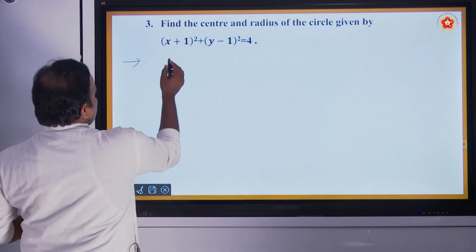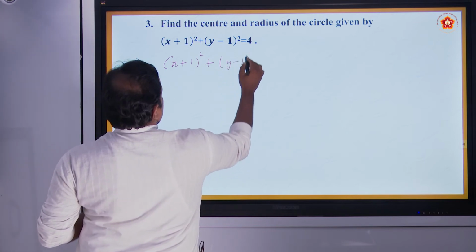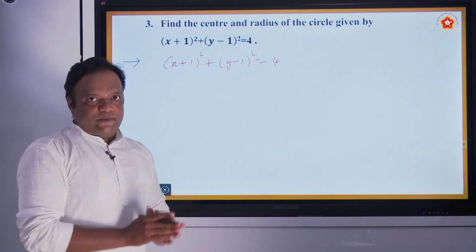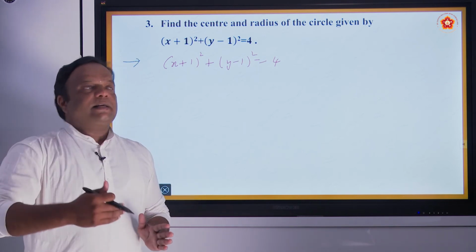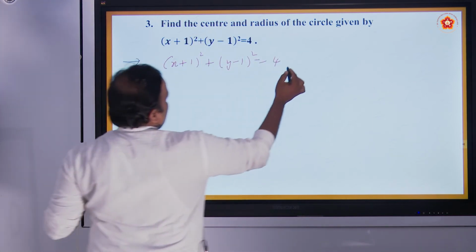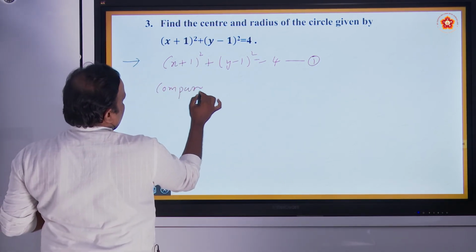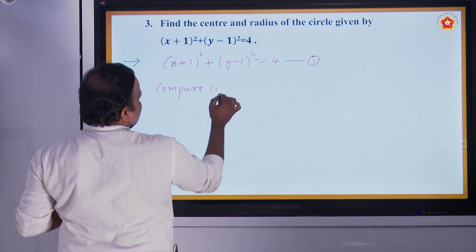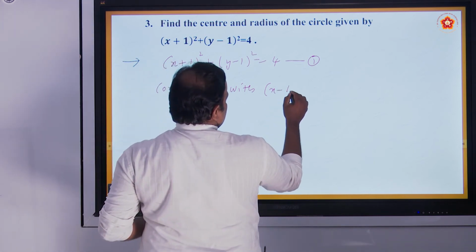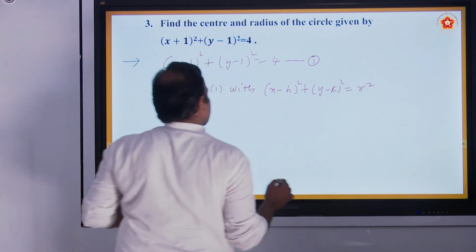See, the first problem here: (x plus 1) whole square plus (y minus 1) whole square is equal to 4. Here the equation of the circle is given in standard form. So you have to find the center and radius of the circle. So observe here, I call this equation number 1. Compare 1 with (x minus h) whole square plus (y minus k) whole square is equal to r square.